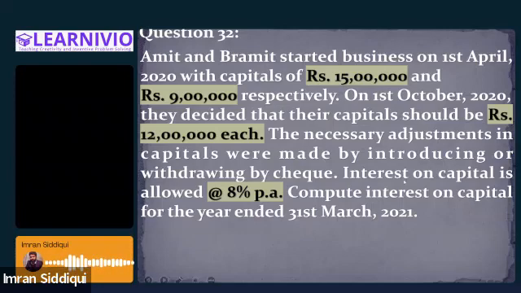Further, the question says that interest on capital is to be allowed at 8% per annum. Okay, so the rate of interest is given. Rate of interest is 8% per annum. We need to compute the interest on capital for the year ended 31st of March 2021. All right. So I hope the question is clear, right? Ritika, is this question clear for you? Yes, sir.